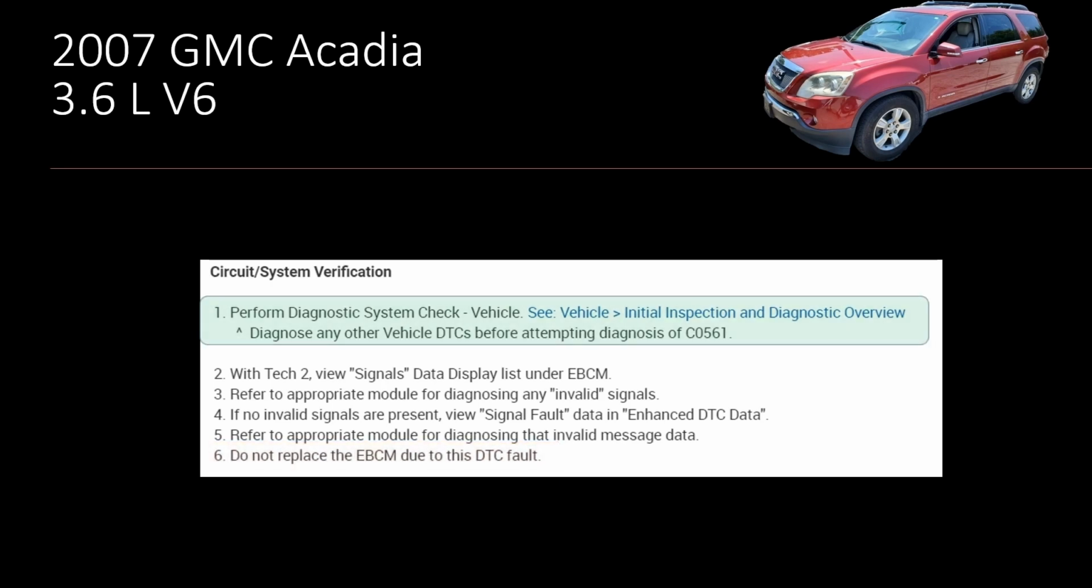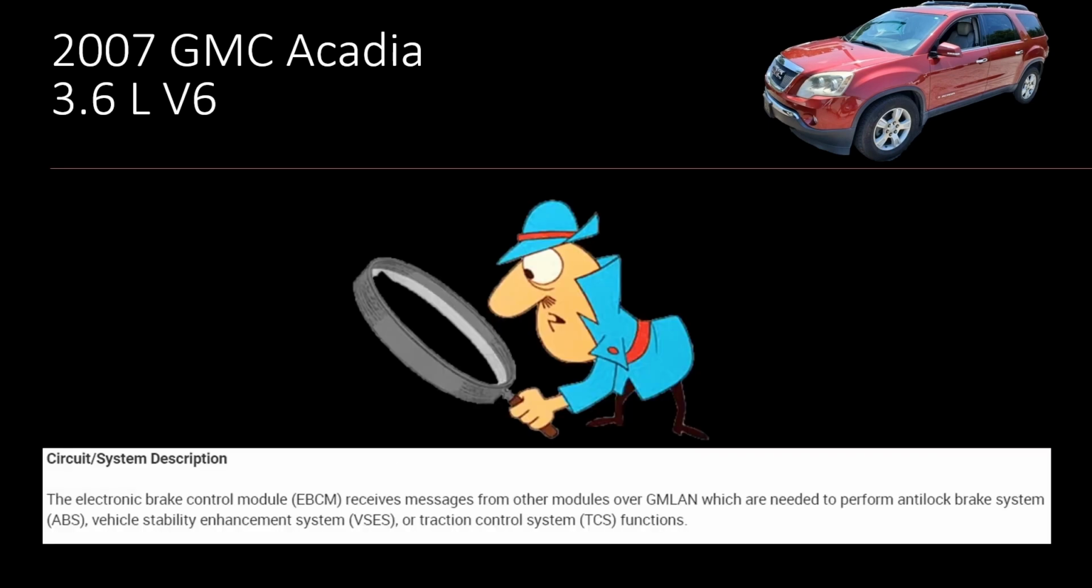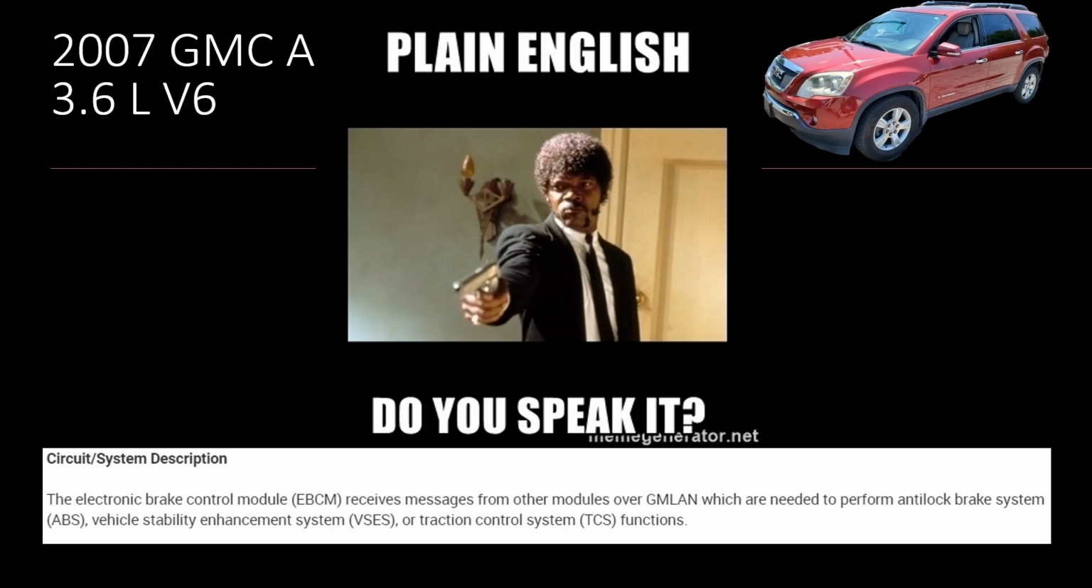Step 1 does give us some good information where it says, diagnose any other vehicle DTCs first before attempting to diagnose C0561. But it's not clear as to why. Don't worry, we're getting there. There are more clues in the circuit description where it says the electronic brake controller receives messages from other modules over the GM LAN, which are needed to perform the ABS functions. But it still never comes right out and says in plain English what this code is all about.